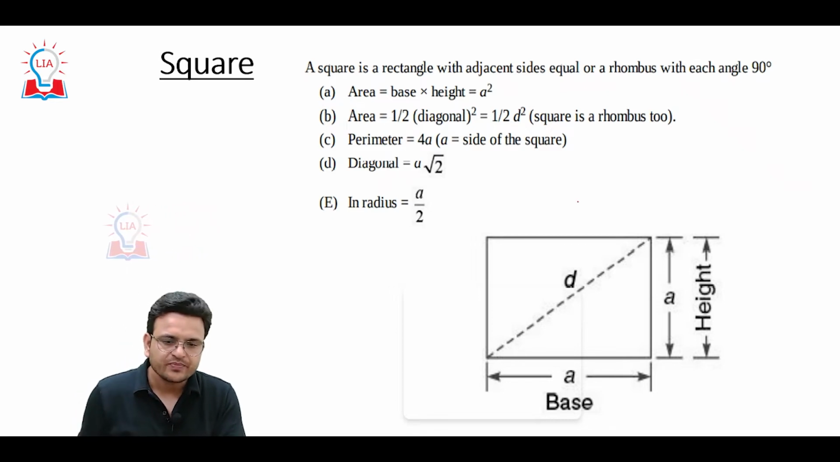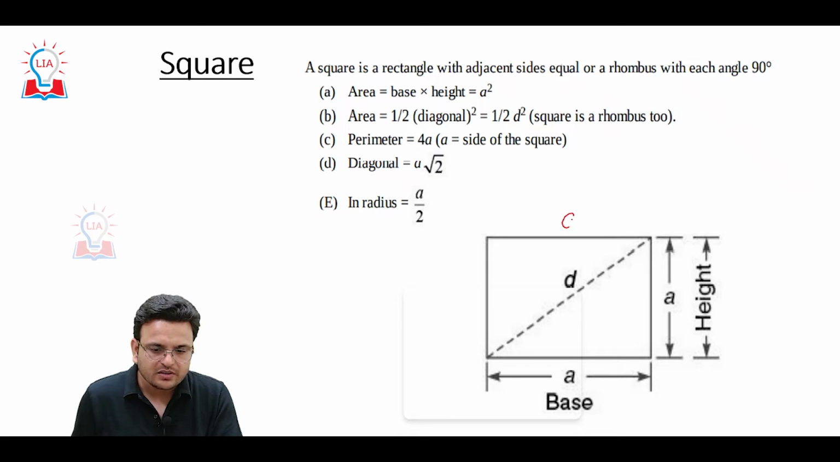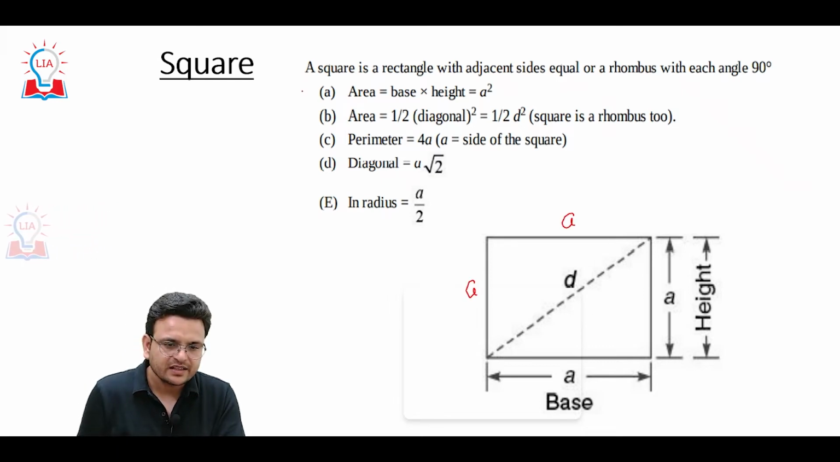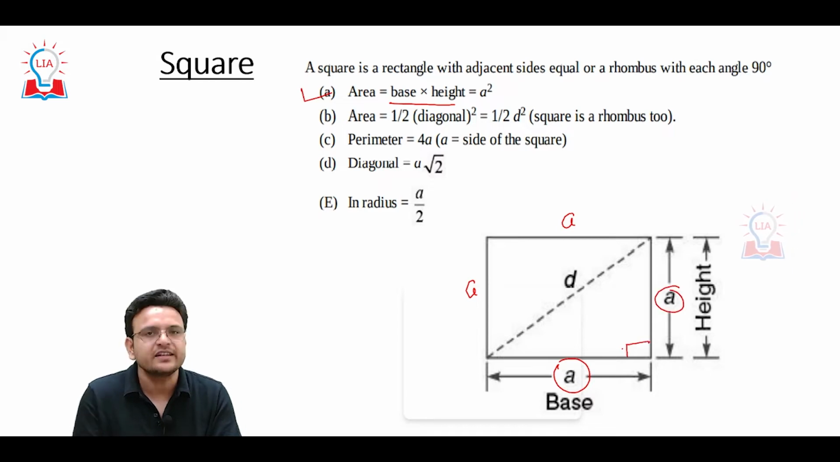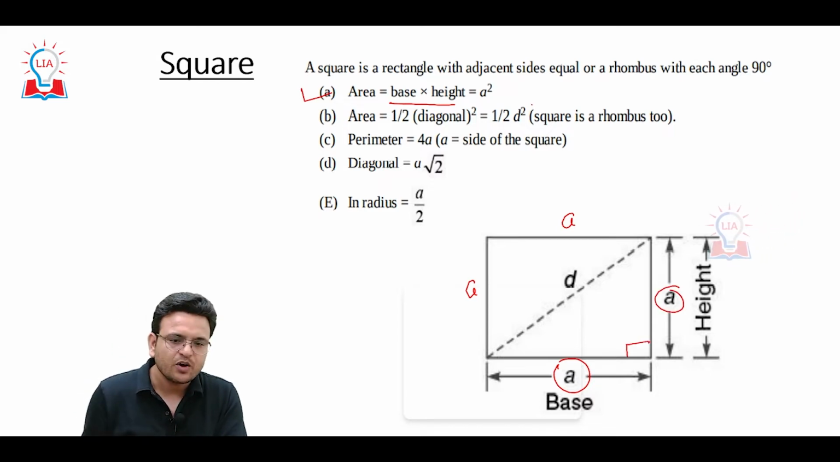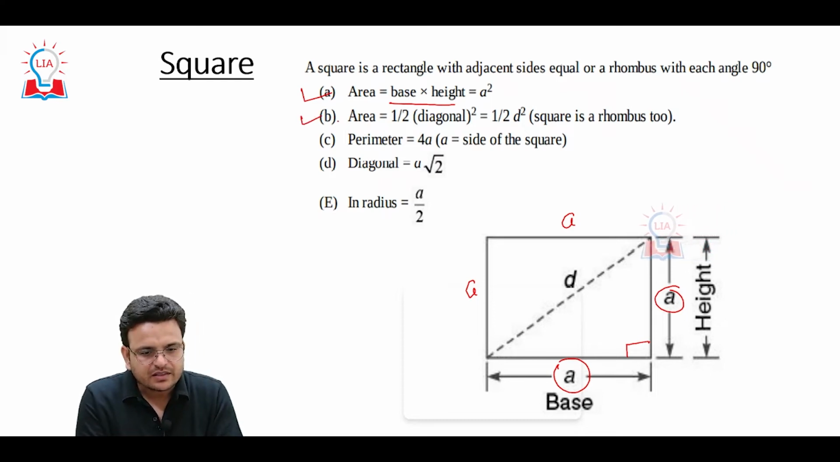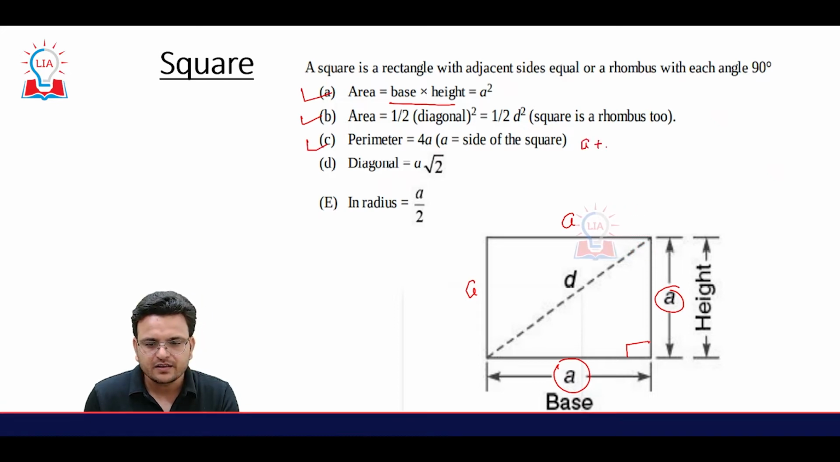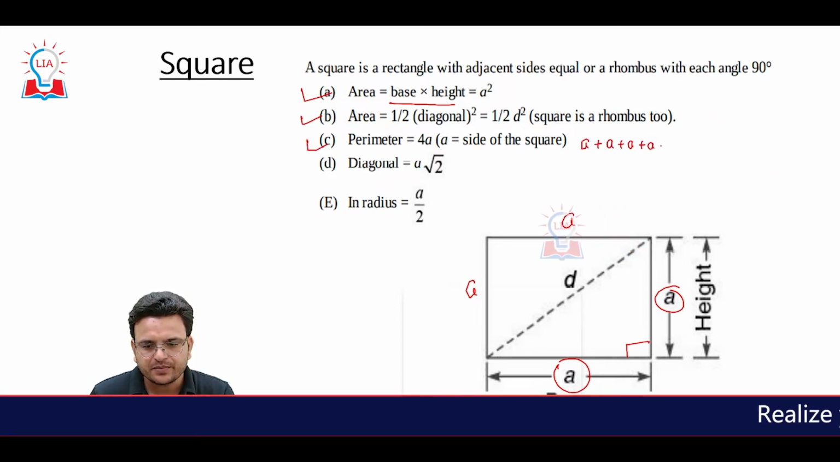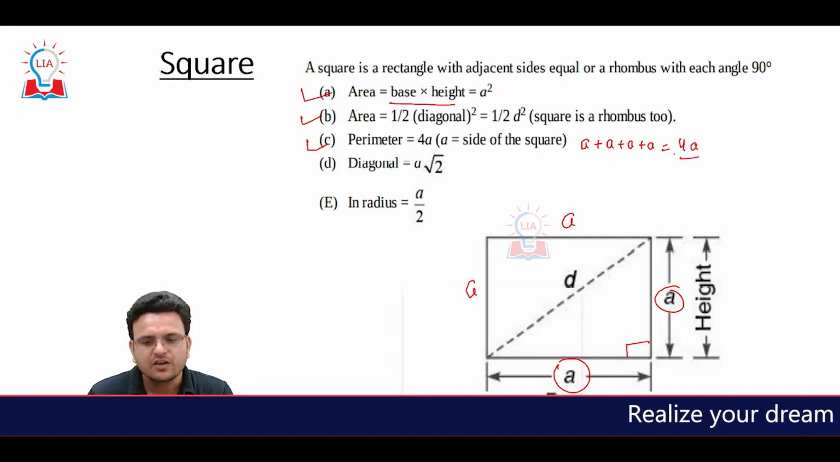For a square, all the sides are equal. So we can say that area is base into height. The base of the square is A and the height of the square is also A, because this is a 90-degree angle. So the area of a square is A square. In the same way, the perimeter of a square will be 4A, meaning A plus A plus A plus A becomes 4A.